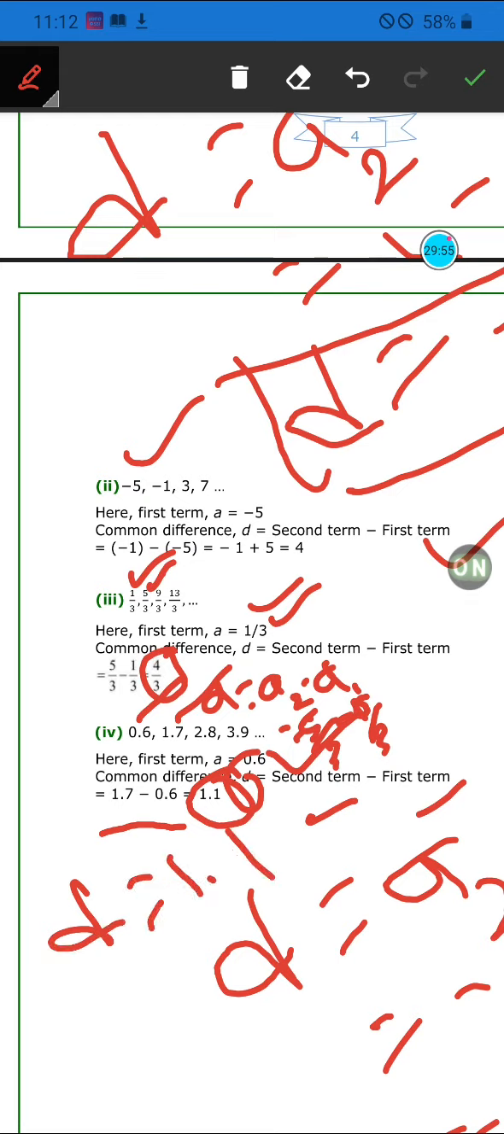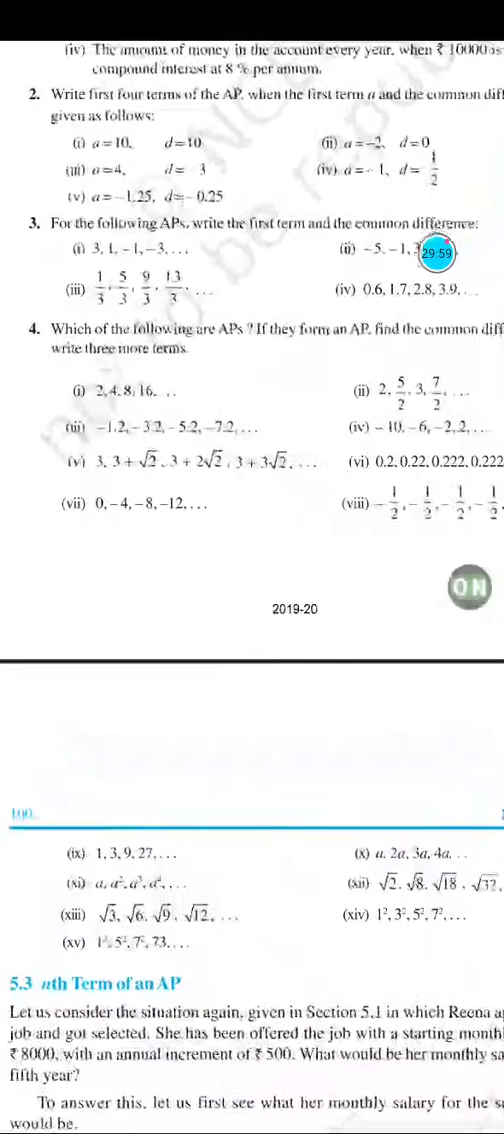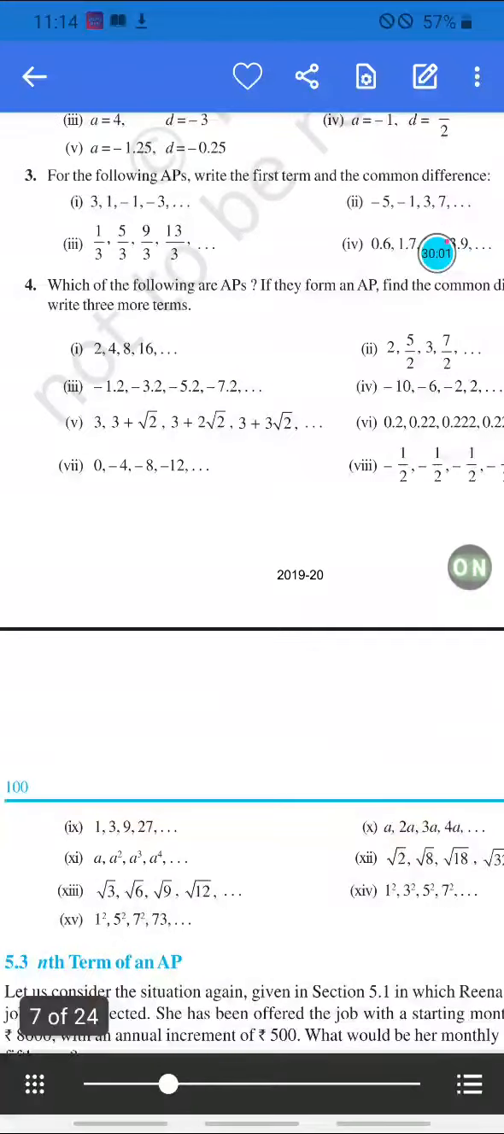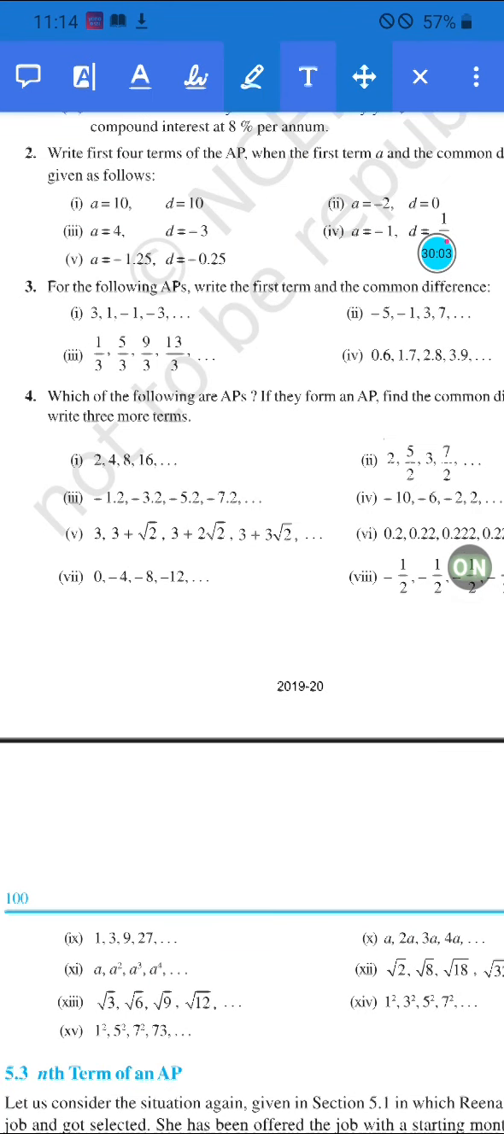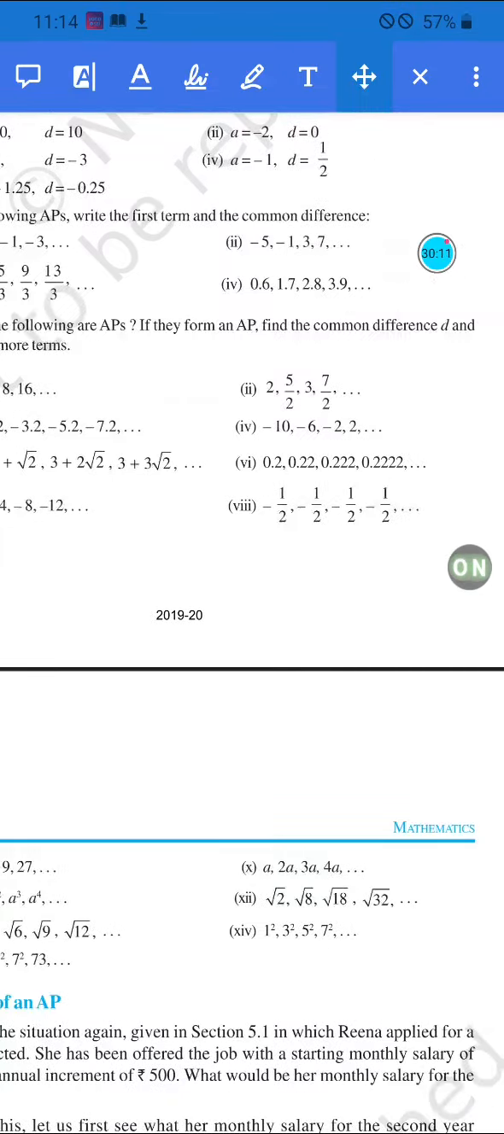Next we go to the fourth question. Which of the following are AP? If they form an AP, find the common difference D and write 3 more terms.